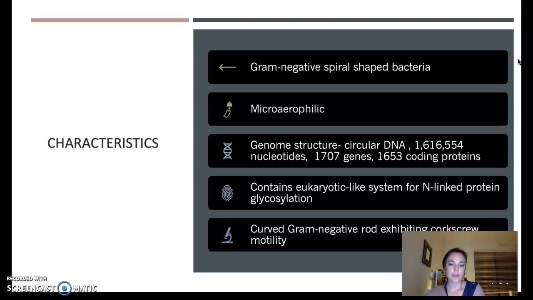Characteristics of Campylobacter: it is a gram-negative spiral-shaped bacteria. It's microaerophilic. It has circular DNA with about 1,600,000 nucleotides, 1,700 genes, and about 1,600 coding proteins. It also contains a eukaryotic-like system for N-linked protein glycosylation, and it is a curved gram-negative rod. It exhibits corkscrew motility.